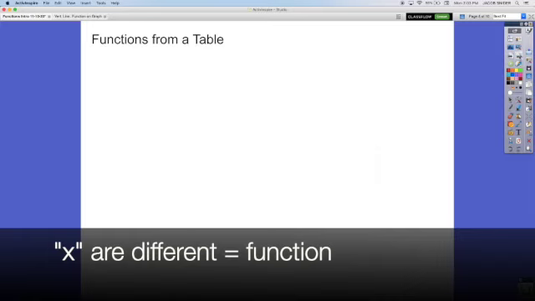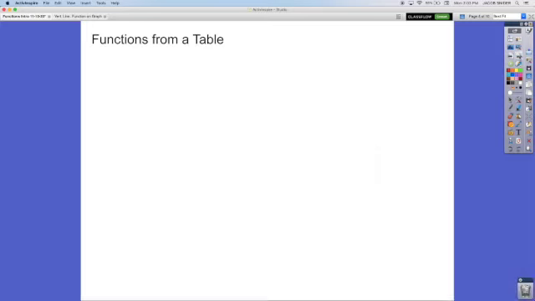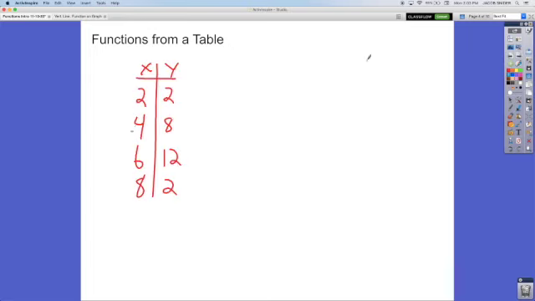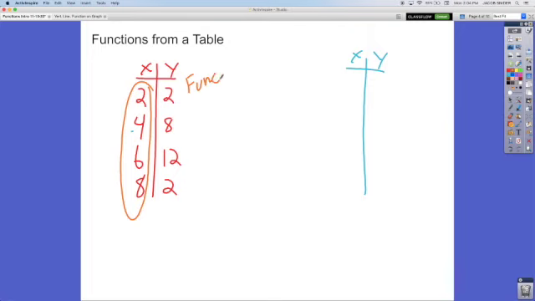If I think about this for a second, look at that table for me, guys. What do you think about that table? Look at just the x's. Do any of my x's repeat? None of them repeat, so that makes it a function. What if I have this?